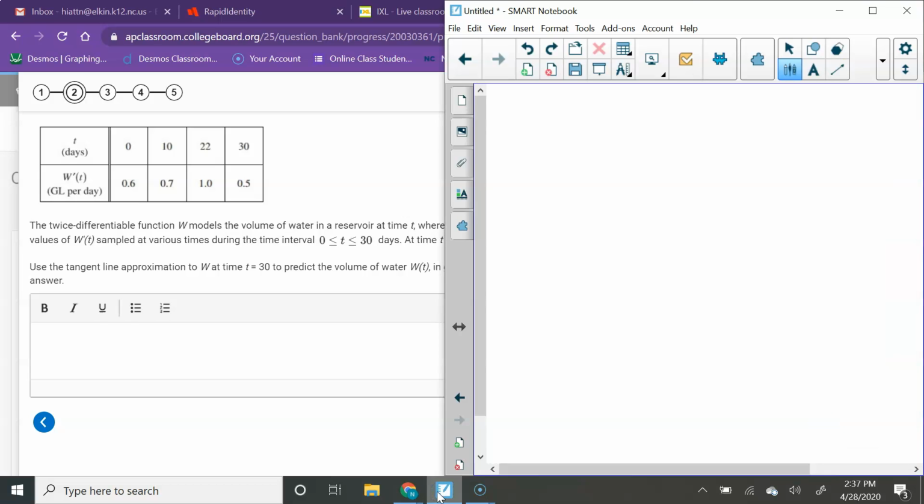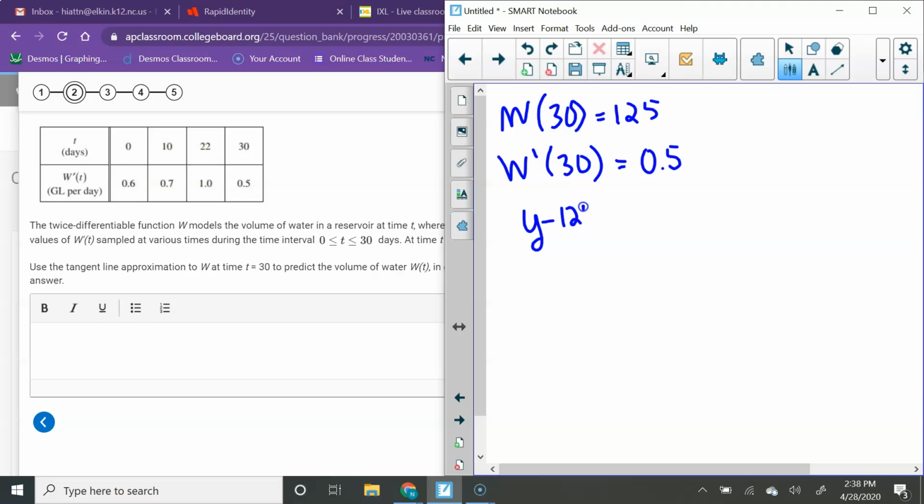So if we're working that out, we would say that W of 30 is 125. That's our point. W prime of 30 equals 0.5. I know some of you like to write as little as possible, but label those there so they know what you're doing. You're going to say y minus 125 equals 0.5 times x minus 30. And so y equals 0.5 times x minus 30 plus 125.